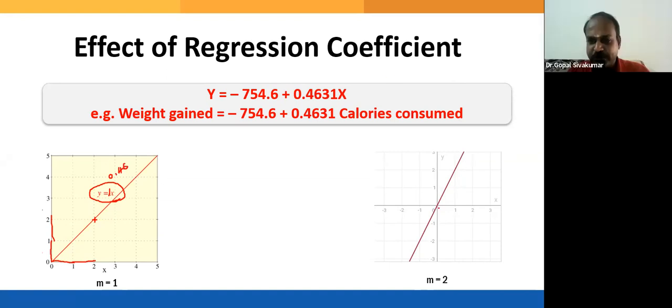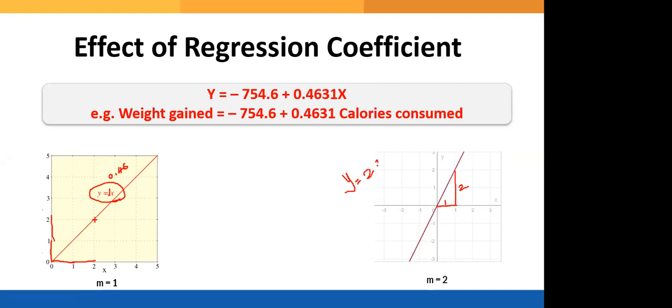Now come here. Increasing the x by 1 unit causes y to increase by 2 units. Am I correct? X is increased by 1 unit, y is increased by 2 units. Now what will be the equation of this straight line? Can somebody make a guess? Y equal to? Come on.